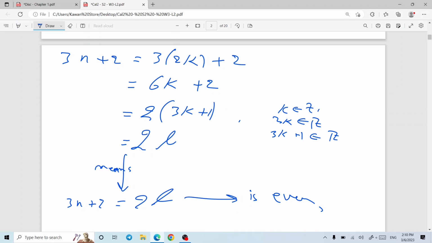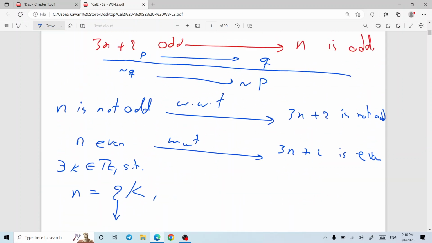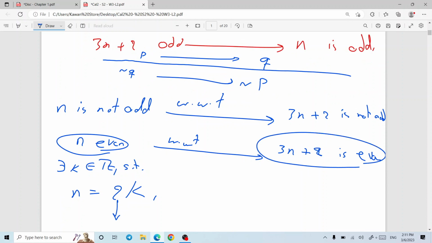Understood? So we start from the left side and go to the right side, using contrapositive. When you get the result, it means that the theorem itself is true. That's how you prove. Any question?